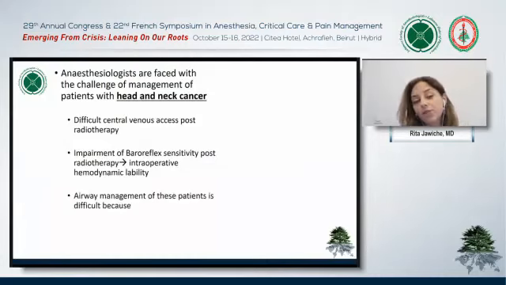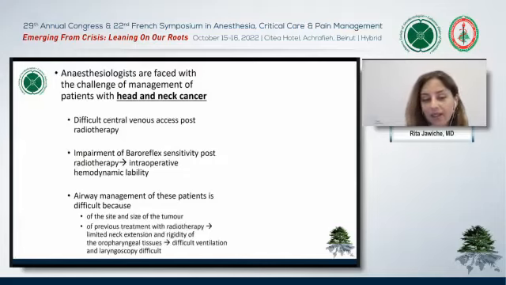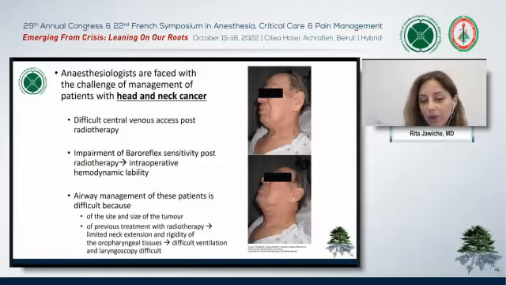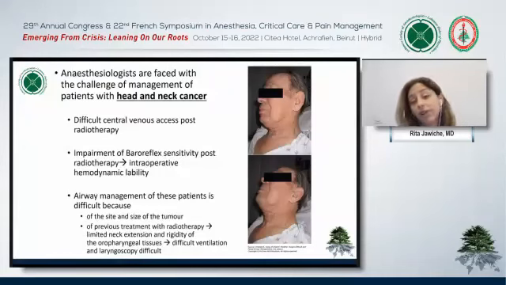And the very main concern will be the airway management of this patient, specifically for two reasons. First, the site and the size of the tumor. And second, as we discussed, when we have radiotherapy, there will be rigidity and fibrosis, and we will have limited neck extension, as you see in the picture. We will have rigidity of the oropharyngeal tissue, and that will expose us to a difficult ventilation scenario with a difficult laryngoscopy and intubation scenario. So anesthesiologists should be very well aware of this risk and very well prepared for it.